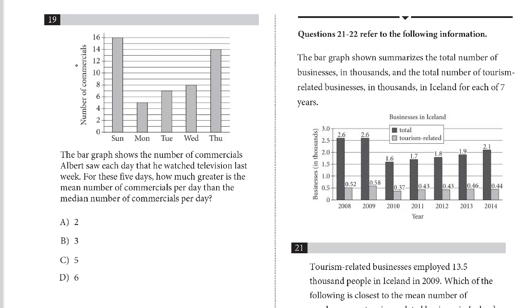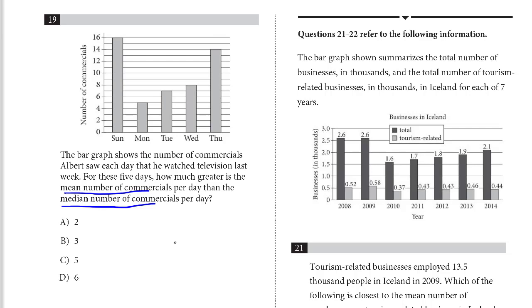Number 19, I've got a bar graph of number of commercials on the given days for Albert, the days he watched during the week for these 5 days. How much greater is the mean number of commercials per day than the median number of commercials per day?